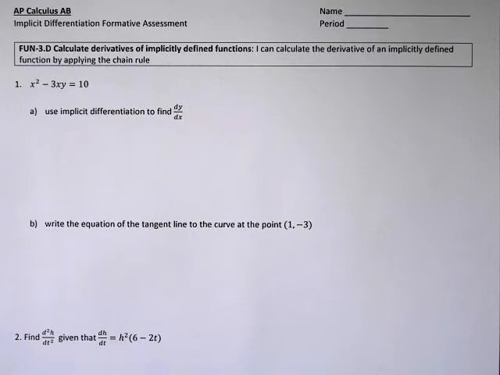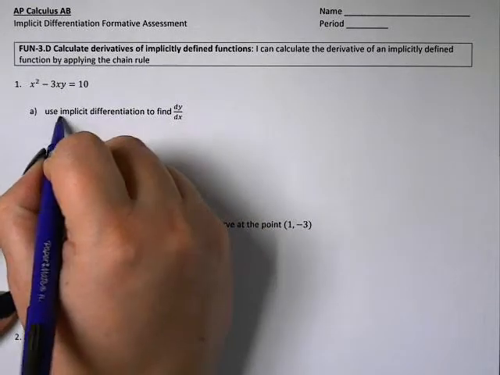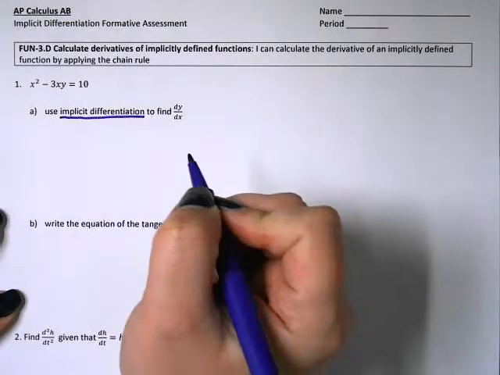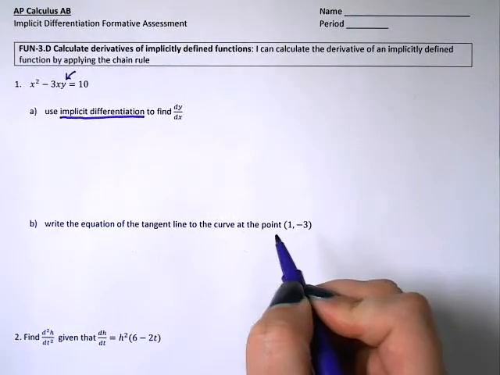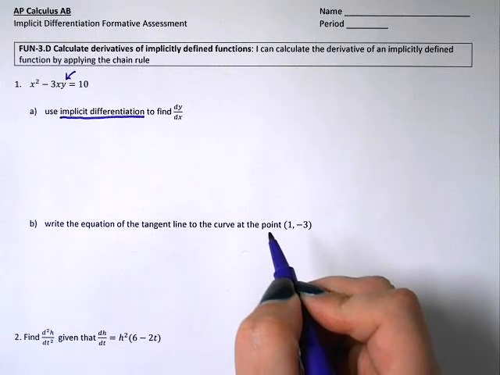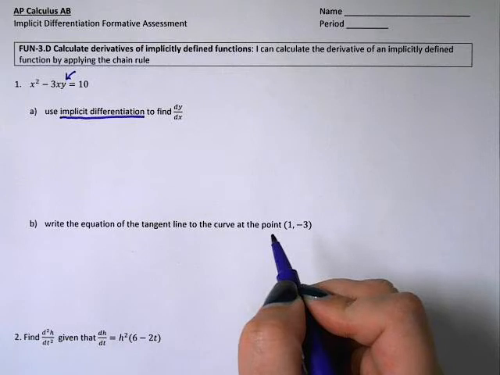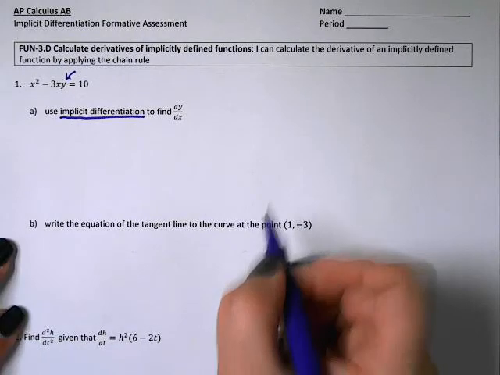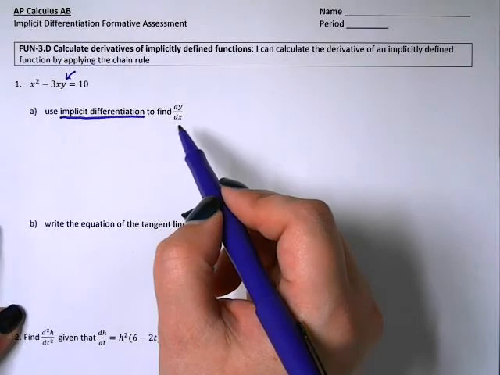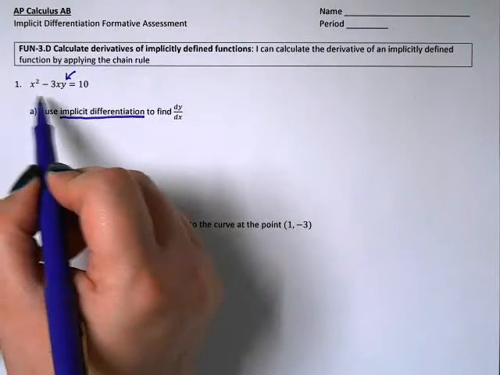So let's take a look at number 1. It says x squared minus 3xy equals 10. Use implicit differentiation to find dy/dx. Well, first of all, we know we need to use implicit differentiation because the y is not solved for. Anytime y is not solved for in our equations, we need to apply implicit differentiation, which really just means remember to use the chain rule. Any place that you take the derivative of y, you have to remember to put a dy/dx. So everything else though is just normal.